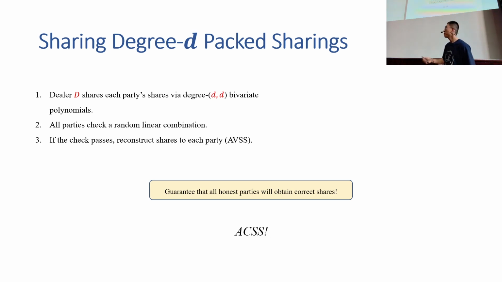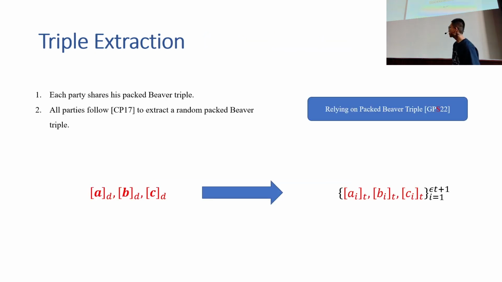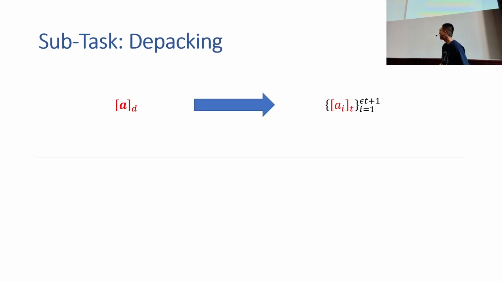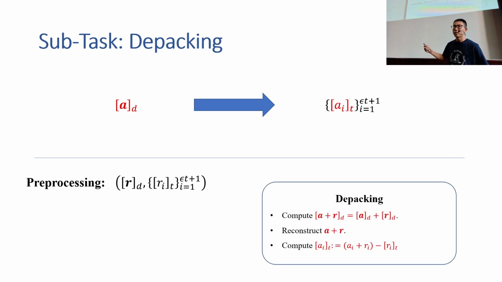By the way, here we can do this because we are using packed secret sharing. So even if we share each party's share, this will not make the communication quadratic. And then we follow the trick of CP17 to extract a single packed Beaver triple. And finally, we want to depack a packed Beaver triple to standard Shamir secret sharing. And this can be done by just using some preprocessing data and following some standard trick.